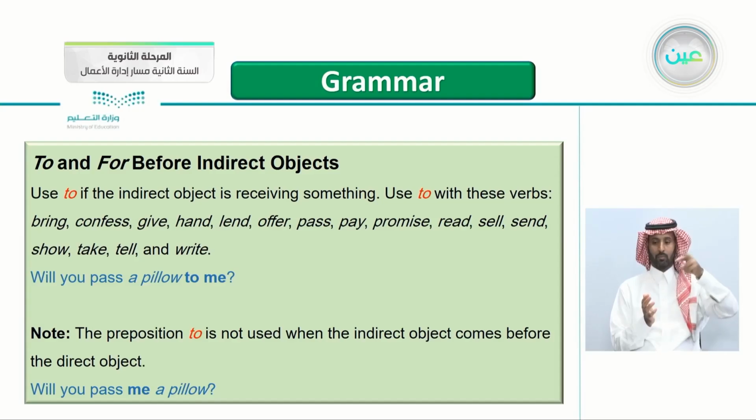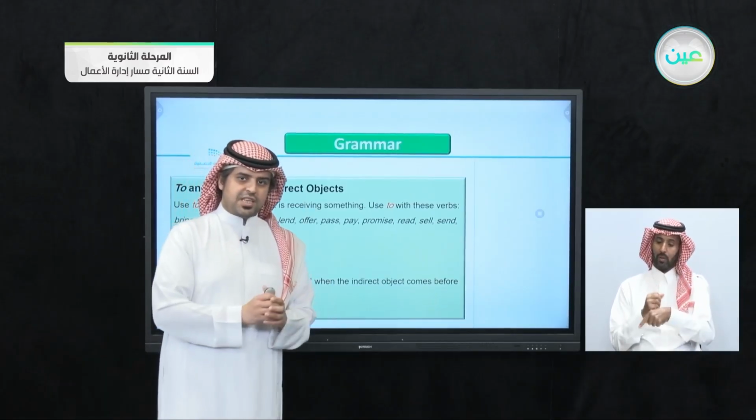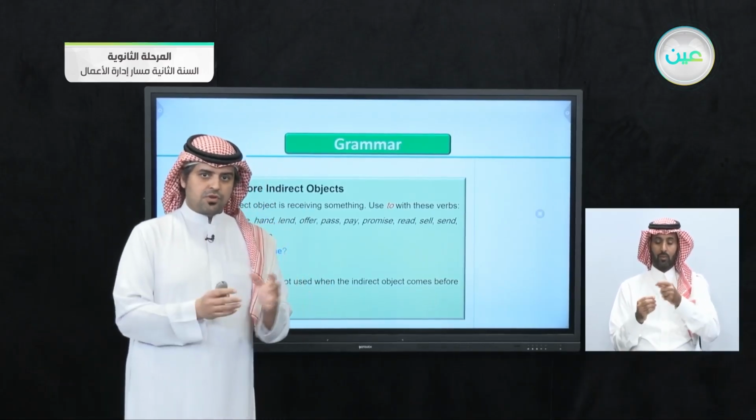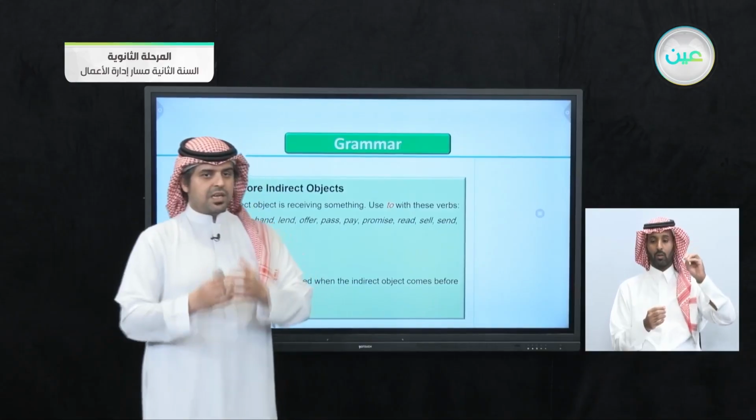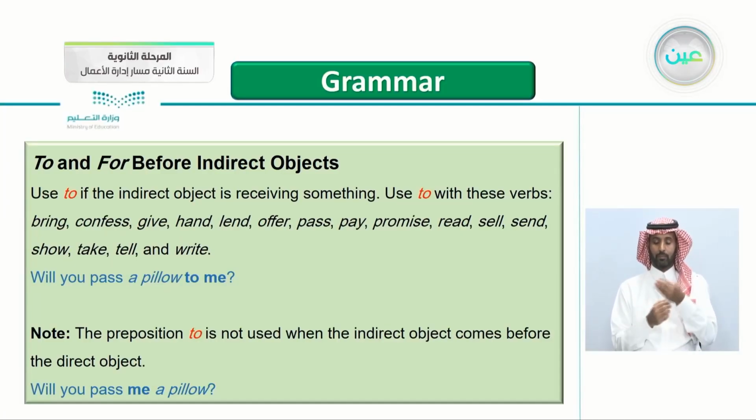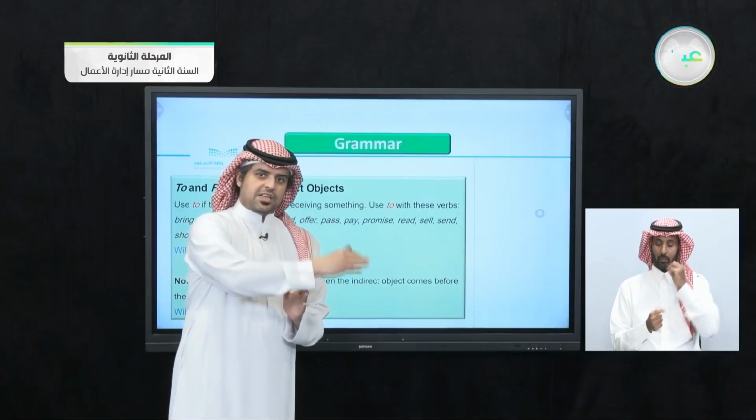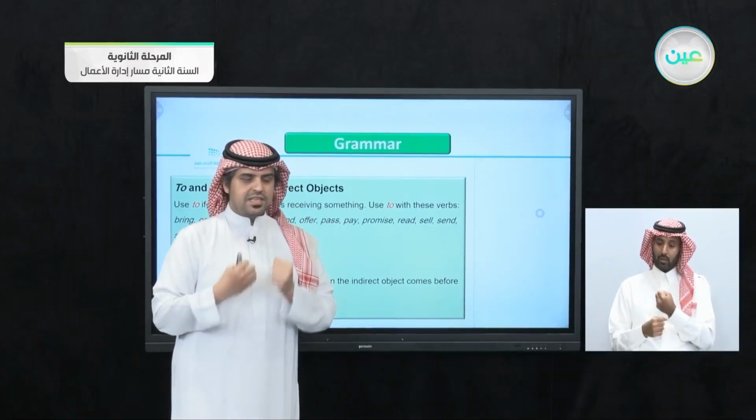So if you remember the direct and the indirect objects and how we use for and to, we'll revise it now so we can answer the question. For and to before indirect objects. We use to if the indirect object is receiving something.